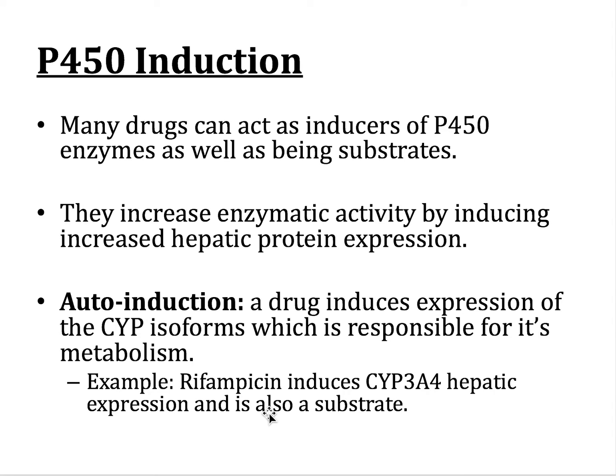Now, many drugs can act as inducers of P450 enzymes as well as being substrates. So one can activate the P450 enzyme itself and then become a substrate. This is called autoinduction. A drug induces expression of the CYP isoforms responsible for its metabolism. For example, rifampicin is an antibiotic that induces CYP3A4 hepatic expression, and it's also a substrate. So it itself induces the cytochrome P450 and itself becomes a substrate, a process known as autoinduction.